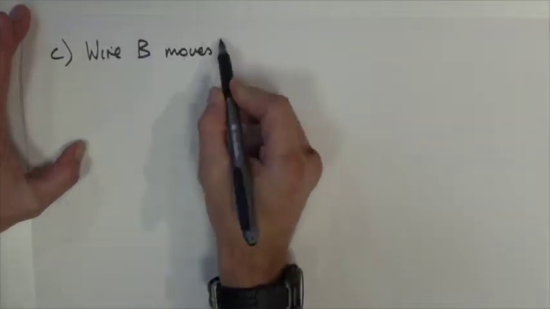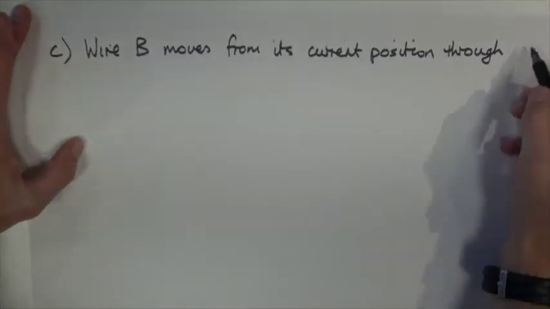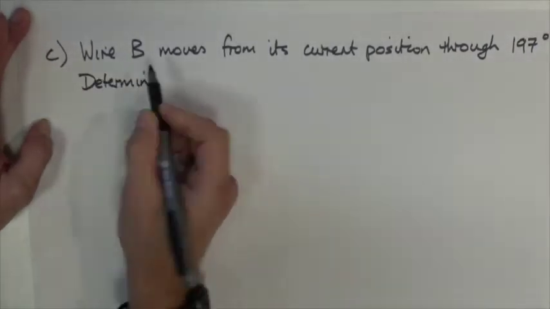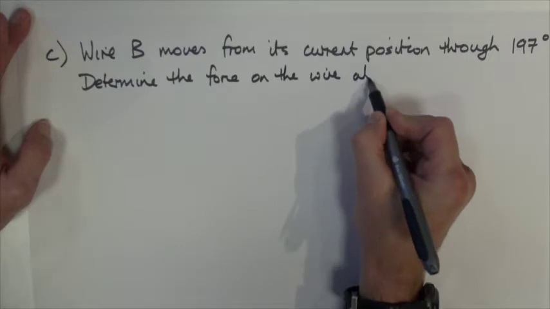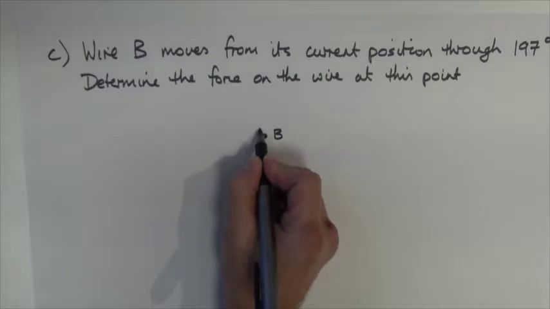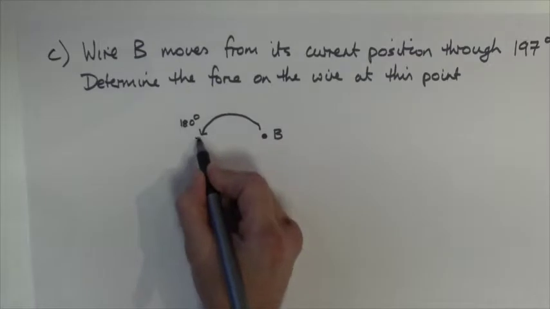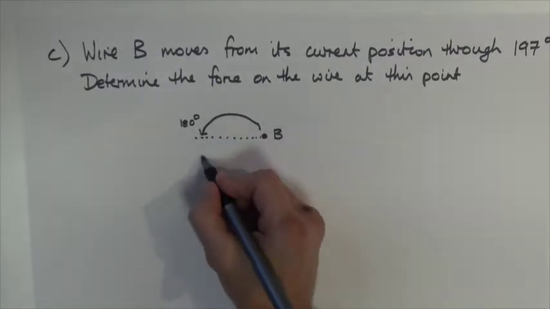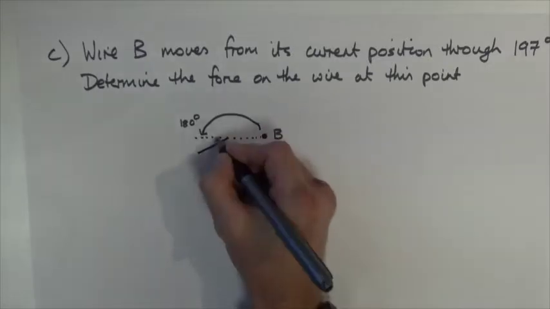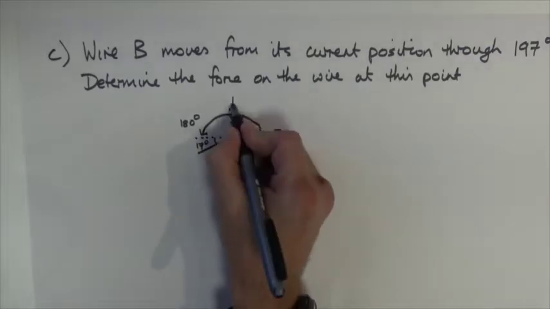Okay, so let's look at question C. In this case, we've got the same situation, but wire B is going to move from its current position, which is on the right-hand side, to 197 degrees. And we're going to determine what the force is going to be on that portion of the wire at this point. Okay, so let's look at the solution for this. The first thing to understand is this is the position that B's at. Okay, and it's going to move through 180 degrees, which is going to take it to the other side. But we're not asked for 180 degrees, we're asked for 197. That means it moves to this dark position here, this line here, which is 17 degrees below that horizontal point.